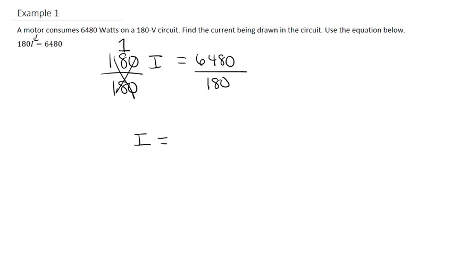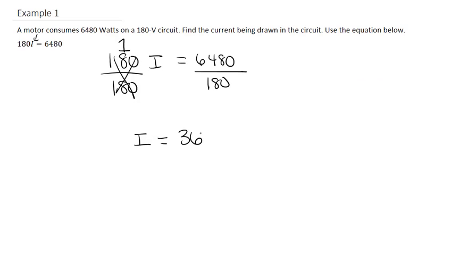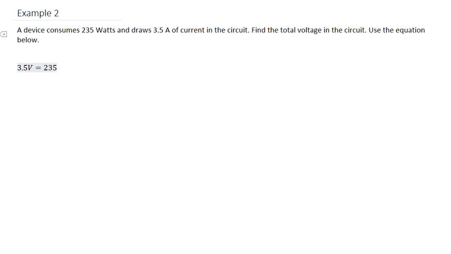And let's get a calculator out. So we will take 6,480 and divide it by 180. And this is equal to 36. And this is in current, so it's in amps or amperes. So we're going to go A for amps. And this is our solution. Let's go look at another example.